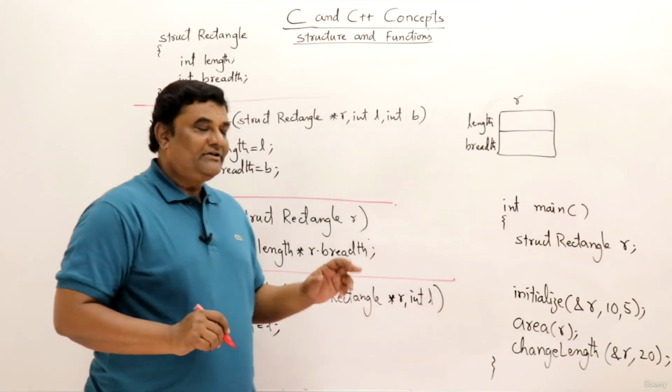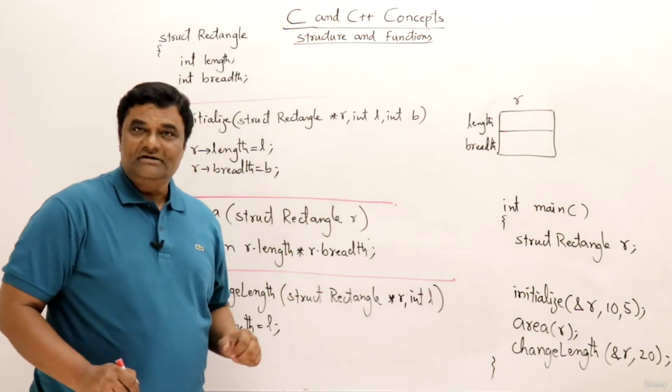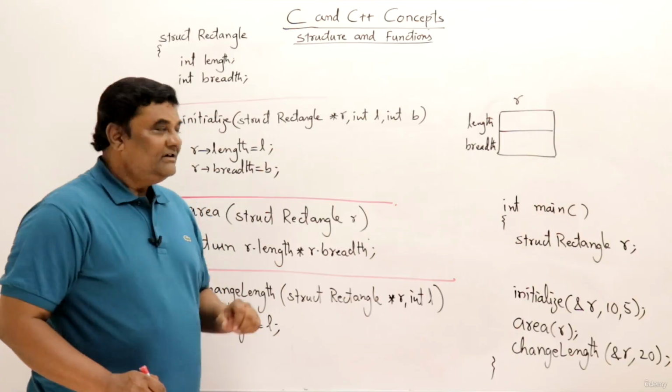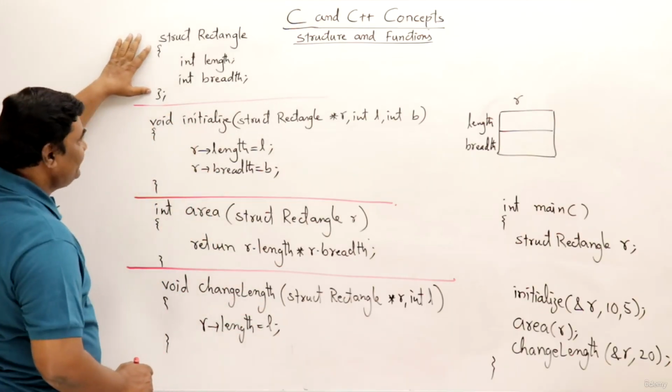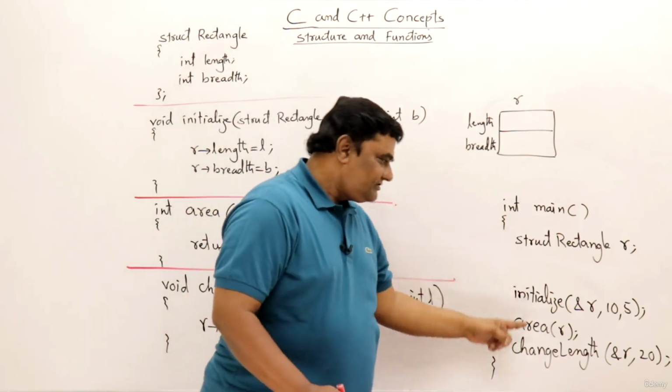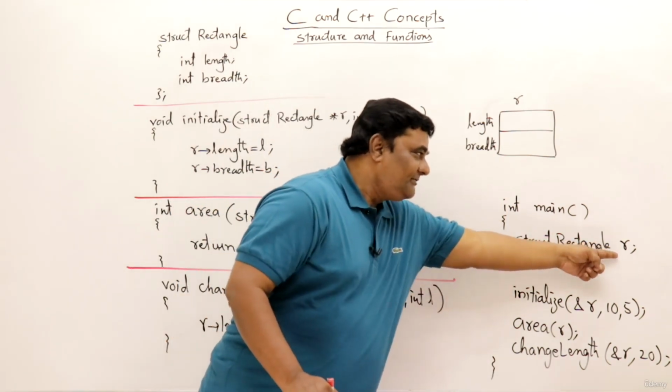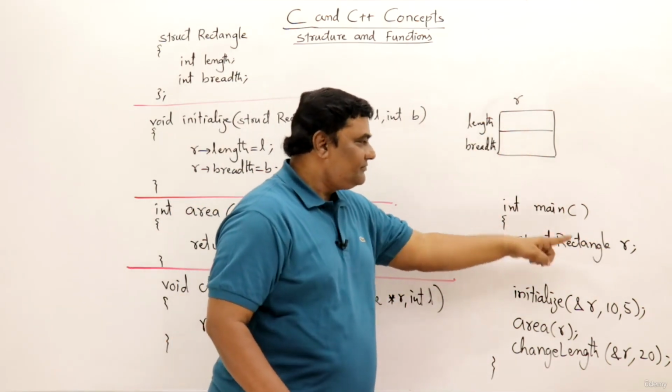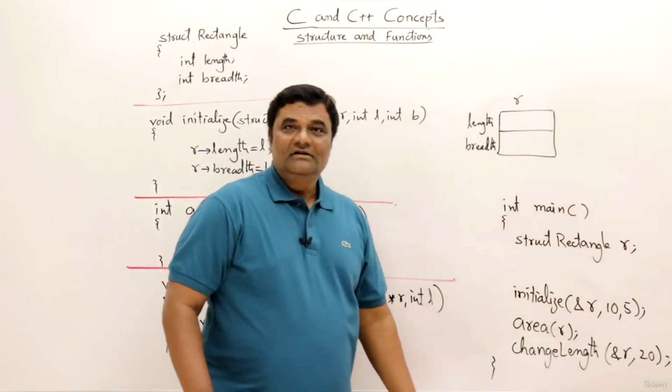Now for example, for explanation I have already taken an example. So let us study the example. See, I have a structure for rectangle, which we have already seen, having length and breadth. And this is the main function. Main function is having a variable of type rectangle. This belongs to main function, that is R.